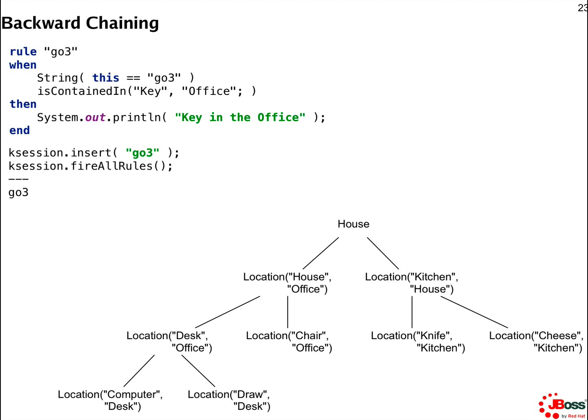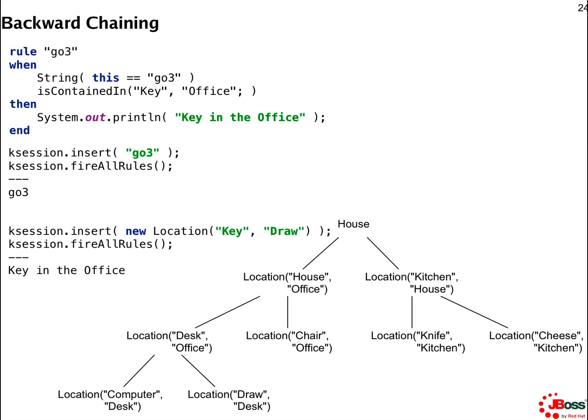So Go3 is inserted, fire all rules is called. The first rule that matches any string returns Go3, and nothing else is returned because there is no answer. However, while Go3 is inserted in the system, it will continuously wait for it to be satisfied. If we then insert a new location of the key in the drawer, that now satisfies the transitive closure. It's because it's monitoring the entire graph, and that rule matches and fires, and it says the key is in the office. Now, I'm not going to show you the whole recursive levels. It's one more than what you saw before, but it's exactly the same process.